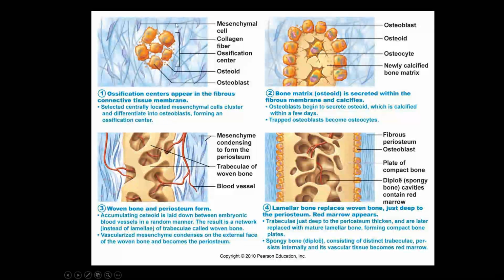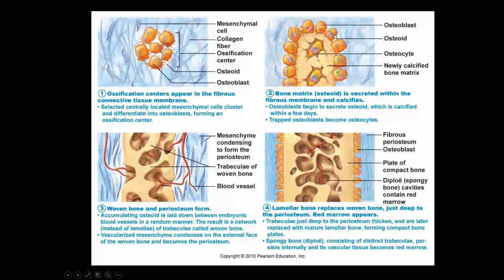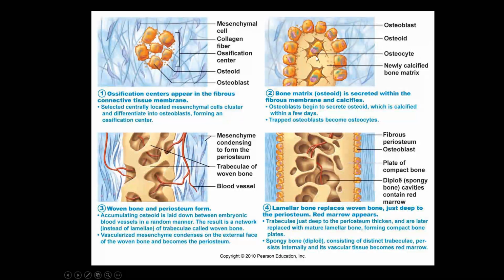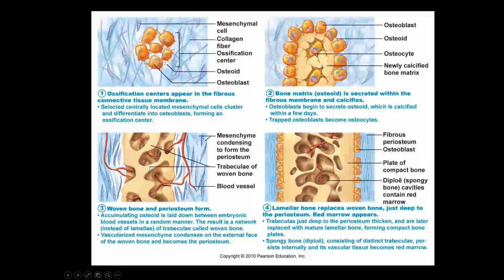Once those cells have secreted enough matrix that they end up being trapped inside of it, the name changes. Osteoblasts stay outside. Once they're trapped inside, they become osteocytes. So they're really the exact same cells, it's just that once they're trapped inside the matrix, they're called osteocytes at that point.